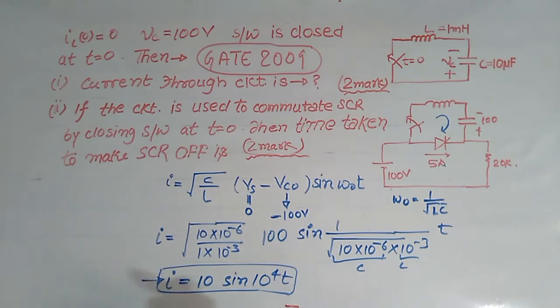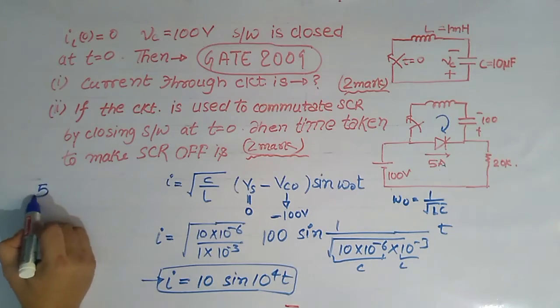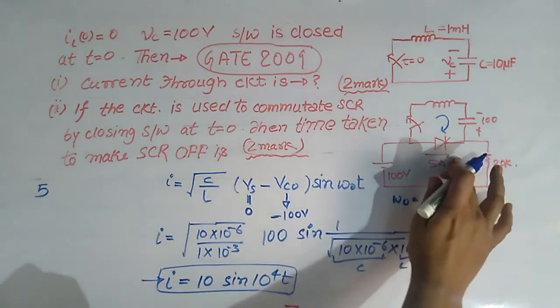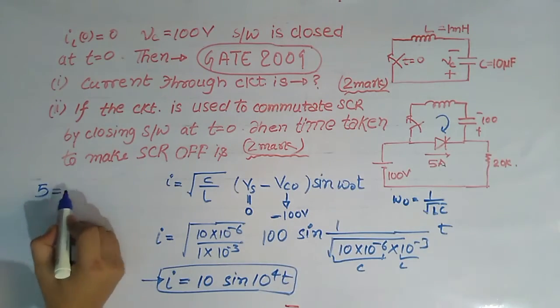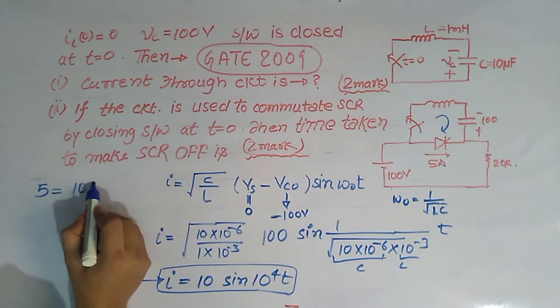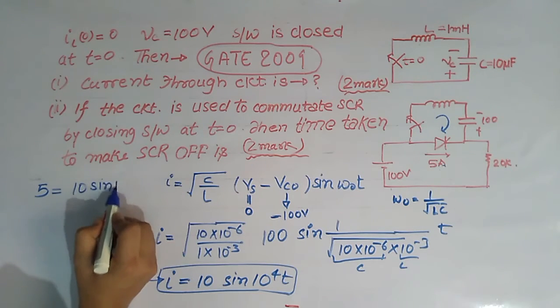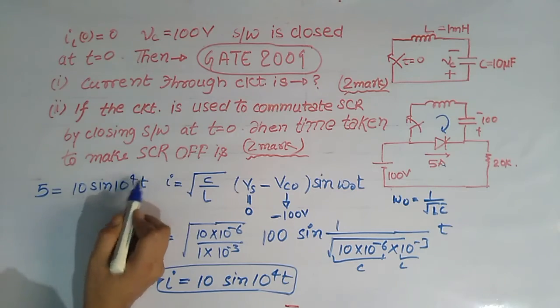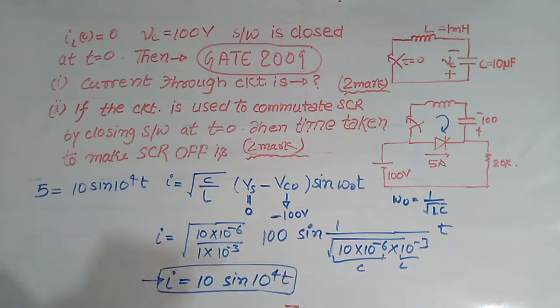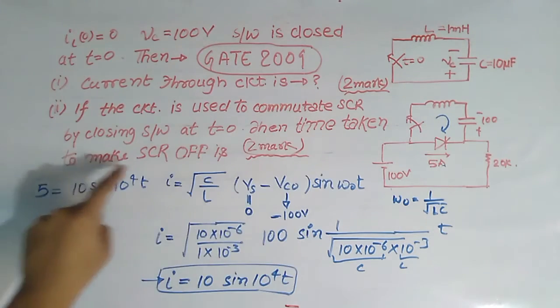Okay, so we have to simply put 5 ampere, that is current through this SCR in this direction, is equal to 10 sine 10 to the power 4t. Now we have to find the time taken to make the SCR off.